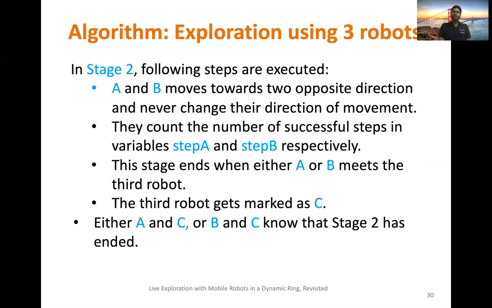So then what could happen? A and B start moving in opposite directions, and they also keep counting the number of steps they can successfully move, respectively by variables step A and step B, because this way they can count the number of nodes in the ring. Okay, so now this stage ends when A or B meets the third robot, R3, right? When any of them meets the third robot, this stage ends. The third robot, when it is met, gets the mark C. Now either A and C or B and C know that stage 2 has ended, right?